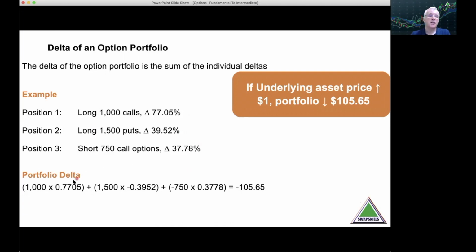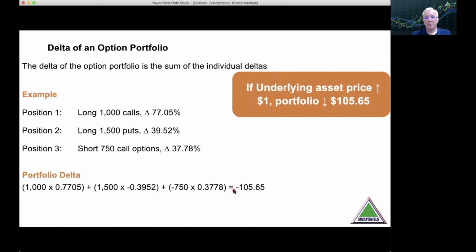So what I do is I look at the portfolio delta. There's the underlying call options. There's my delta. There's the put options. And it's a negative delta, remember, because it's a put option. And I'm short, so negative number. There's the delta on my calls. So what it means, I'm overall negative 105.65.